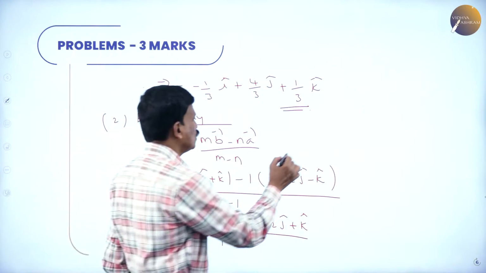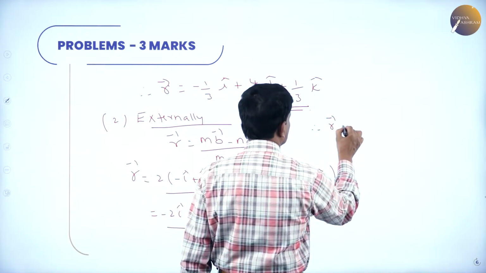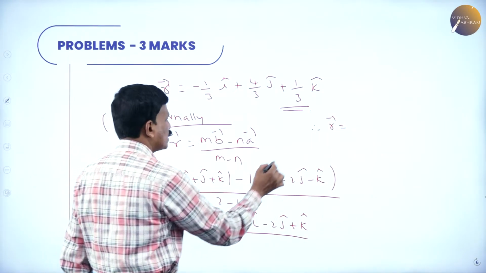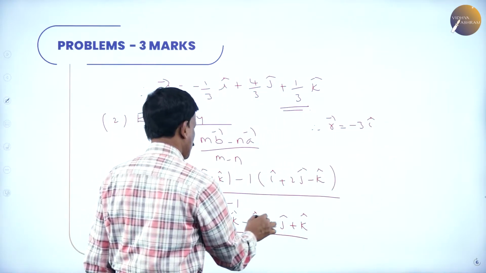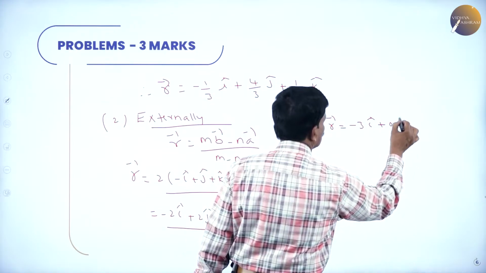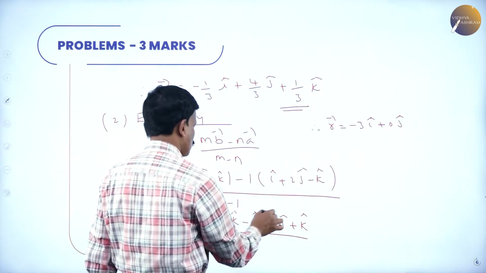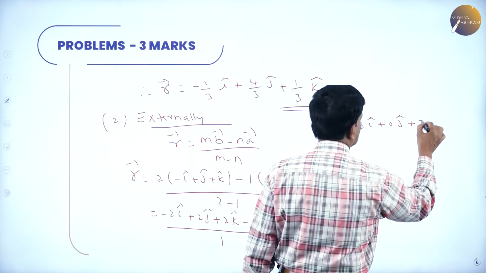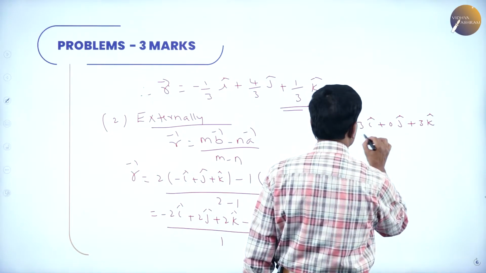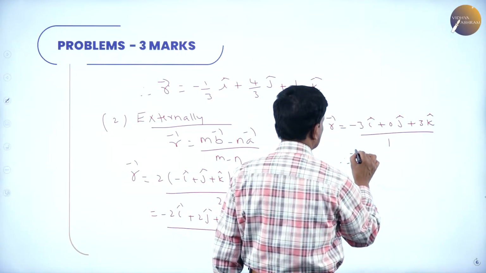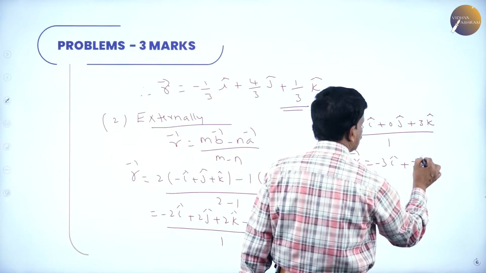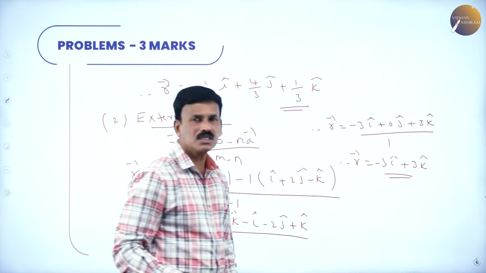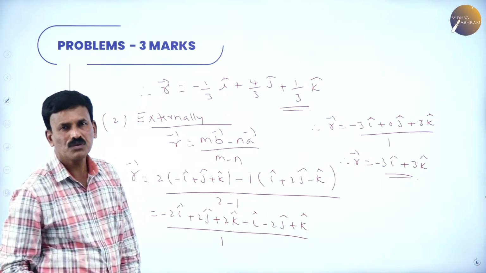Okay, therefore vector r is equal to, simplify, minus 2i minus i is minus 3 times vector i, 2j minus j is 0j, then 2k plus k is 3k, divided by 1. So therefore the vector r is equal to minus 3i plus 3k, which is the external division. That's it. Okay, hope you followed.